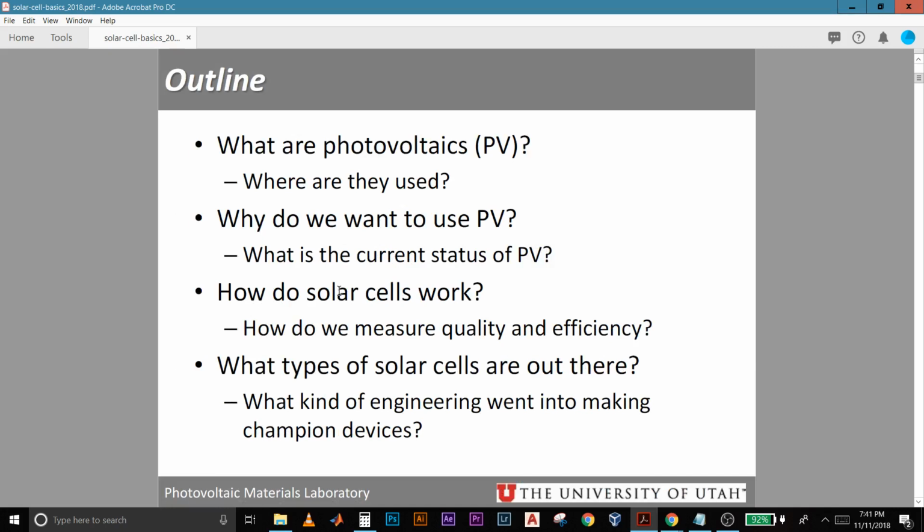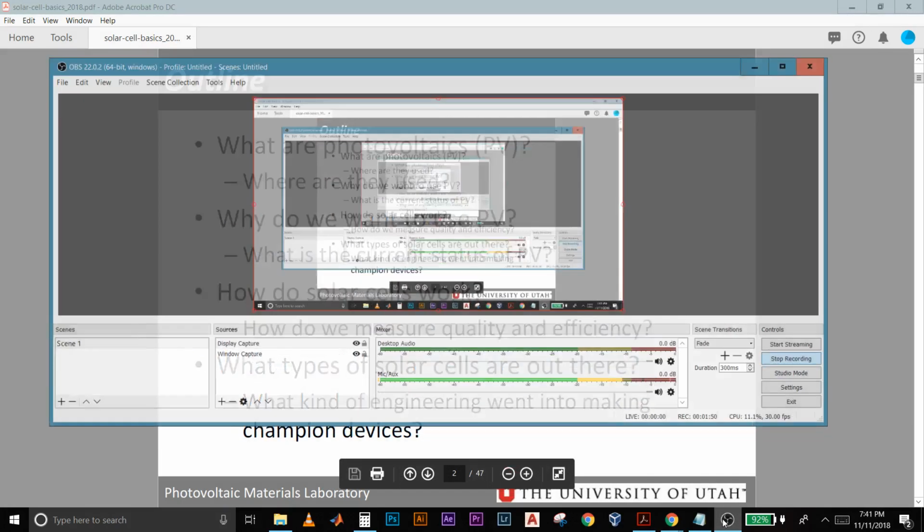Thirdly, we are going to look at how solar cells work, which comprises the largest part of photovoltaics, and how we measure the quality and efficiency of solar cells. A part of this third section, the measurement of photovoltaics, was discussed in the last lecture, so I'm going to go over that briefly because I'm sure most of you are by now familiar with these kinds of measurements. And lastly, we are going to discuss what types of solar cells are out there and what kind of engineering has gone into making the state-of-the-art devices.